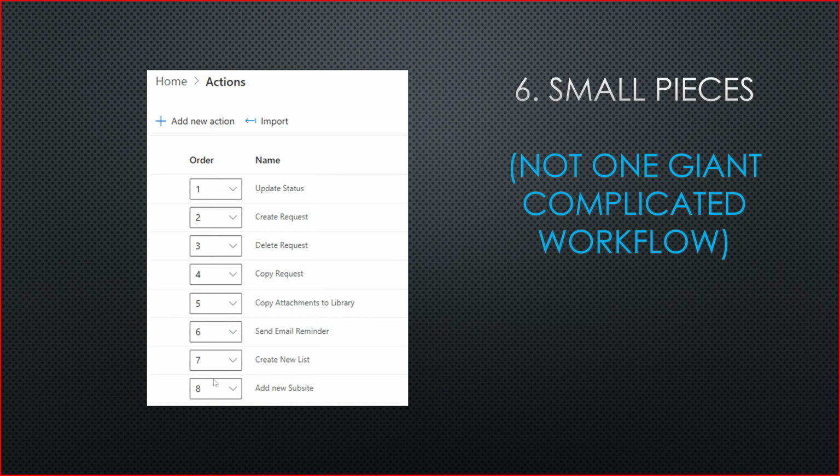Another aspect is the organization of that automation. What we want is to break it into small pieces, because automation can get complicated and it can be hard to understand. What we would like to avoid is a situation where we have one giant complicated workflow where we have to dive down through all the layers, and that turns into a bit of a headache that's hard to understand. Instead, we want to break it into smaller pieces.